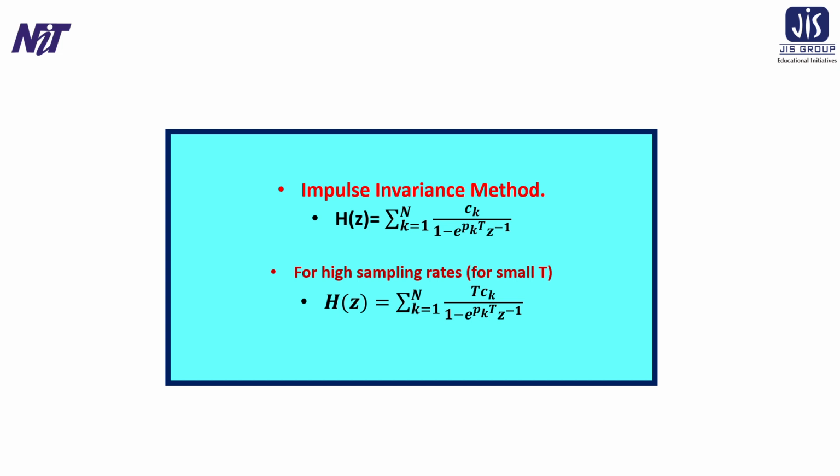I also explained that for a high sampling rate, H(z) equals the summation of k equals 1 to N of T into ck divided by 1 minus e to the power pk T into z to the power minus 1.